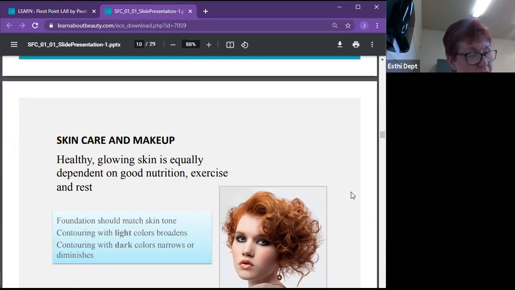And then contouring with light broadens and contouring with dark diminishes. I never heard of contouring with light. It's always highlight.